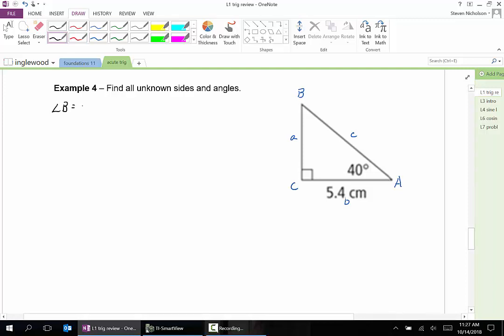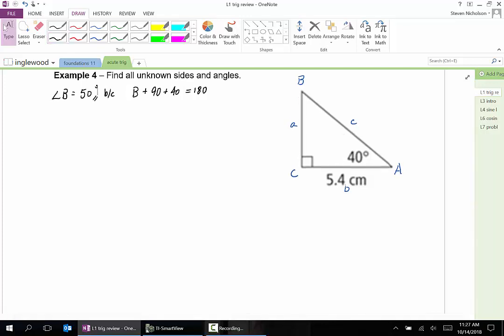And we know that angle B is equal to 50 degrees because from last unit and before, we know that the interior angles of a triangle add up to 180 degrees. So I know angle B plus 90 plus 40 equals 180, and that's where angle B has to equal 50 degrees. So that one's pretty straightforward. In order to figure out the sides, what I want you to recognize is Pythagoras doesn't work because you only have one side. It doesn't matter what order you do it, so I'm just going to do little a first. So we're going to figure out little a.